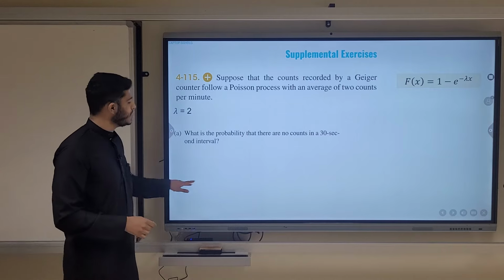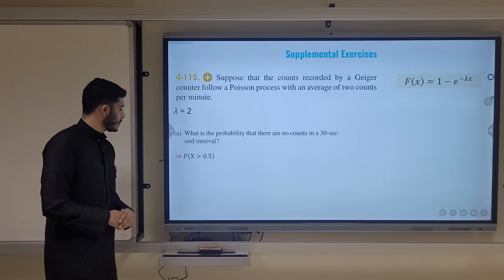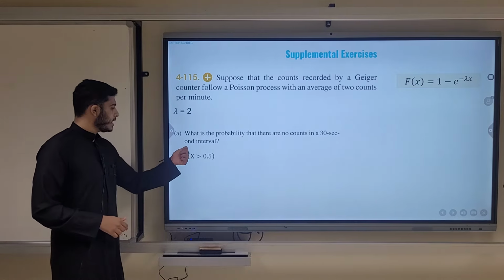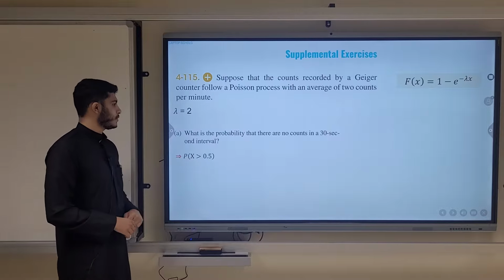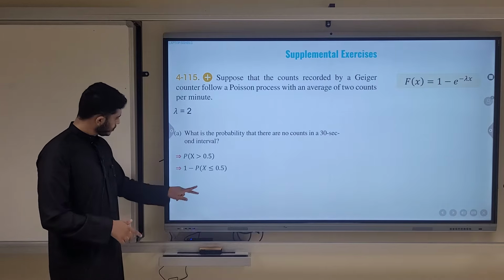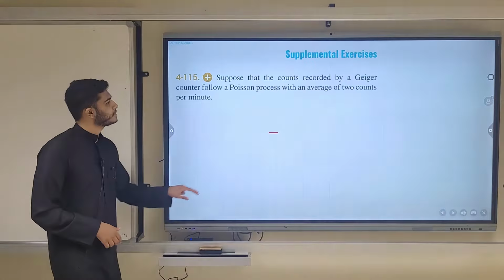We have to change it to minutes. So it's going to look like this, where we want to have our first success in more than 0.5 minutes, or 30 seconds. Solve the question, and you're going to get the answer at the end.